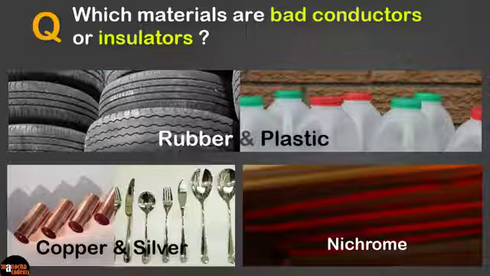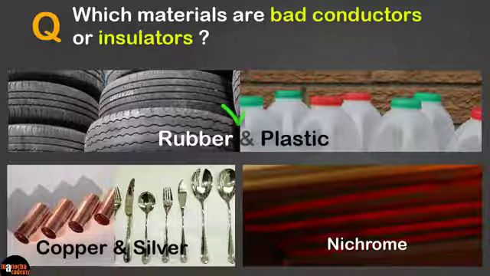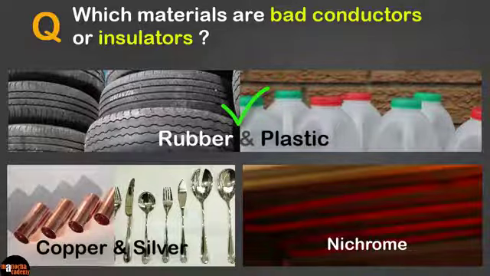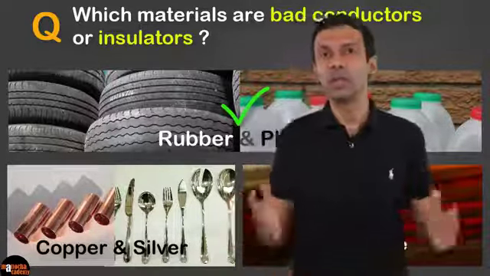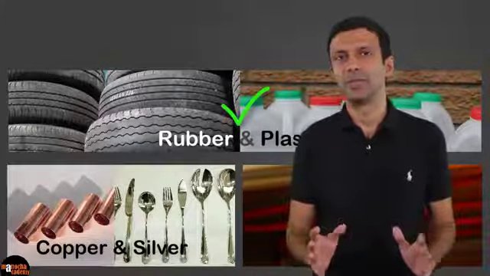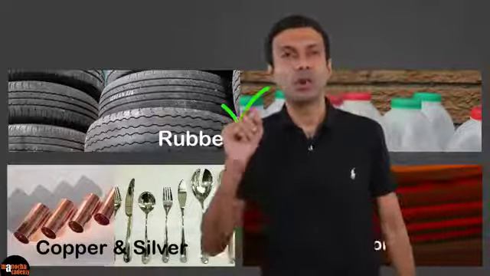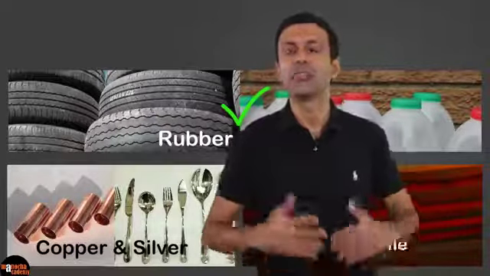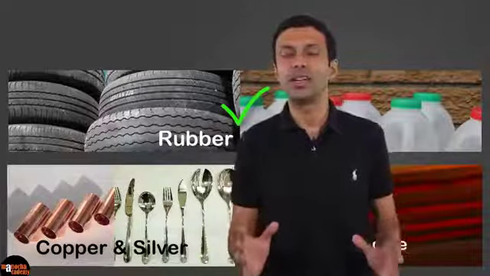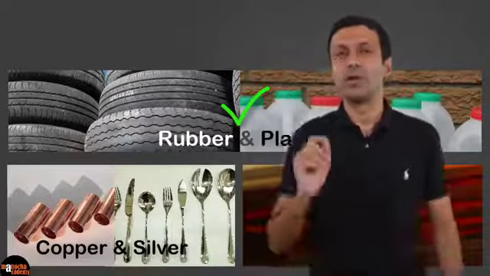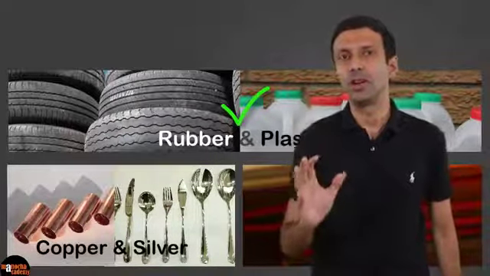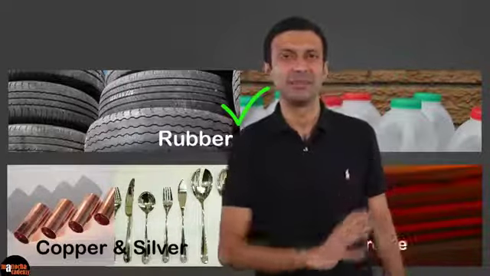Which materials are bad conductors? Insulators? That's right. Rubber and plastic are insulators. They have a very high resistance, and so they are bad conductors of electricity. That's why electrical switches are made of plastic, and we should wear rubber slippers or shoes when working with electrical equipment so that we don't get a bad shock. Because insulators don't allow current to pass through them easily.